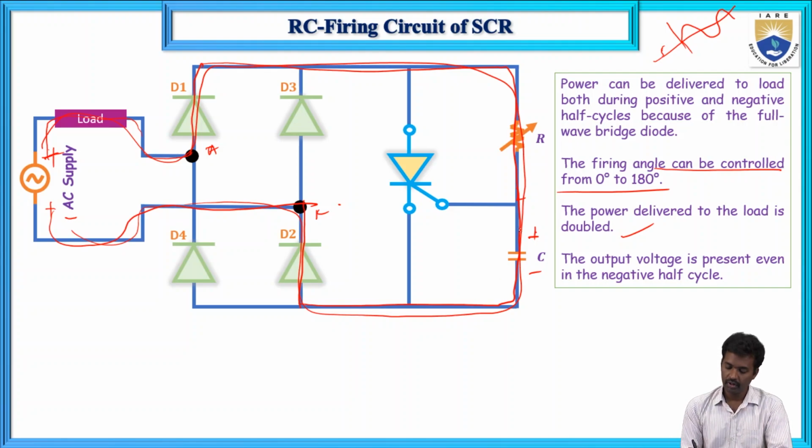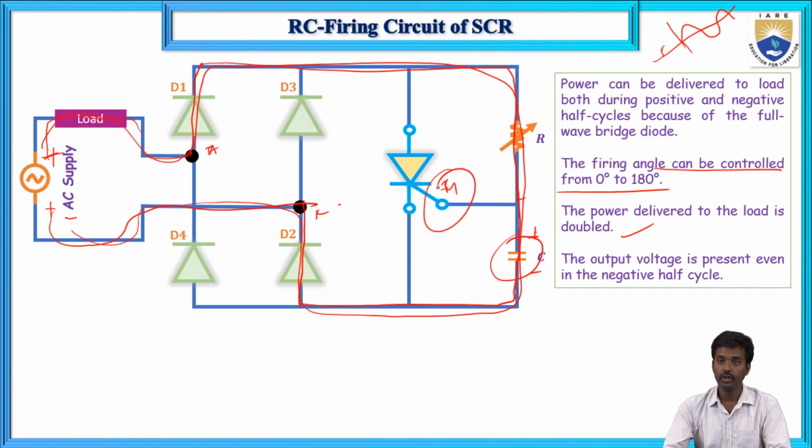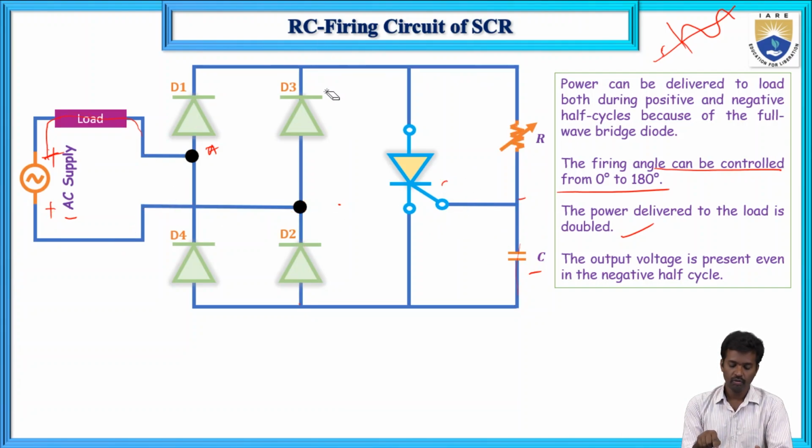Okay, so when the capacitor achieves sufficient voltage to trigger the gate, this SCR will go from forward blocking mode to forward conducting mode. Now during the negative half cycle, minus and plus. So now here this is minus, and this is plus.